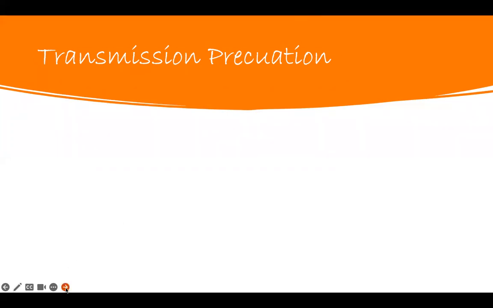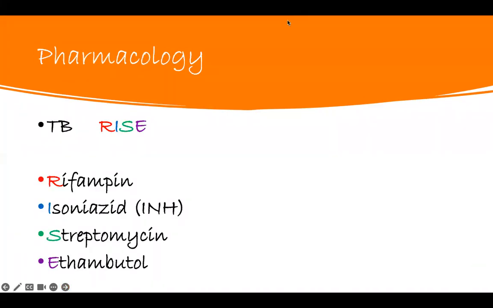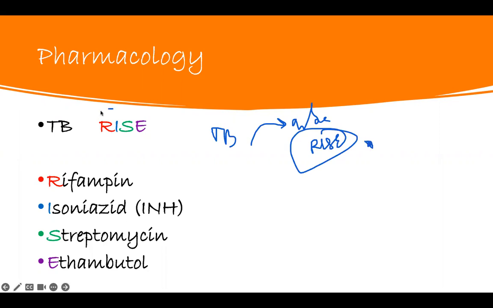Now, this is the key, the pharmacology. I think the pharmacology is interesting. I made it easy for you. TB is airborne. It goes up, it rises. So TB rises, okay? That's airborne. Airborne rises. So that's how you got to remember the medications. There's 4 medications. TB rises. So that's the acronym. TB rises.